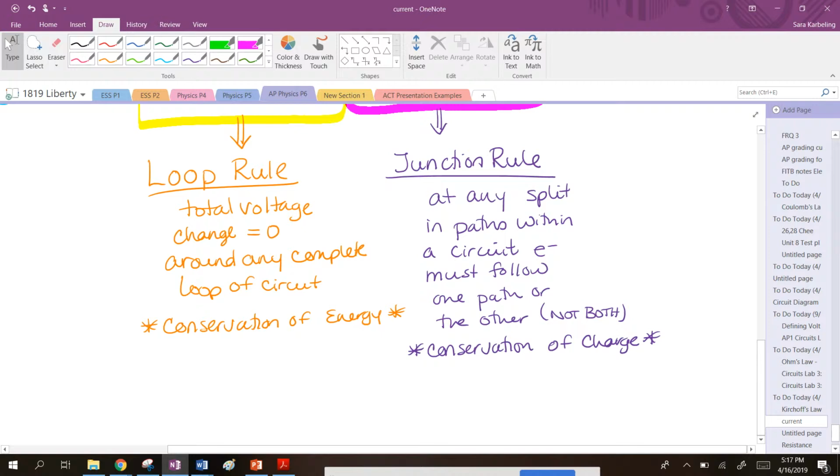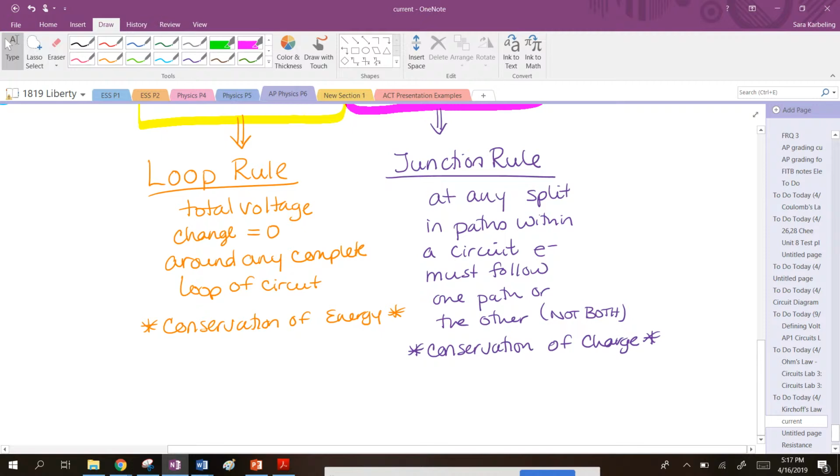But anyway, these two rules govern all circuits. So if you can just keep these two things in mind, and again, they're the basics that we know and love, right? Conservation of energy, conservation of charge. If you can keep those in your brain, life is going to be good.